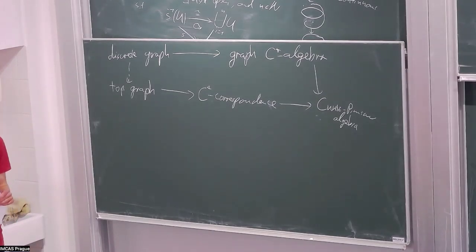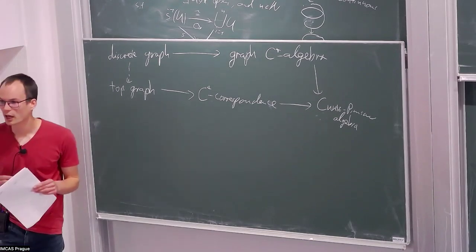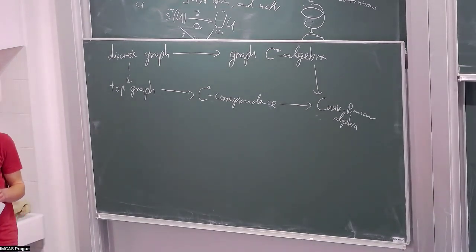Anyway, higher graphs. You mean higher rank topological, like define higher rank topological graphs or something like this? Interesting. Higher rank graphs.